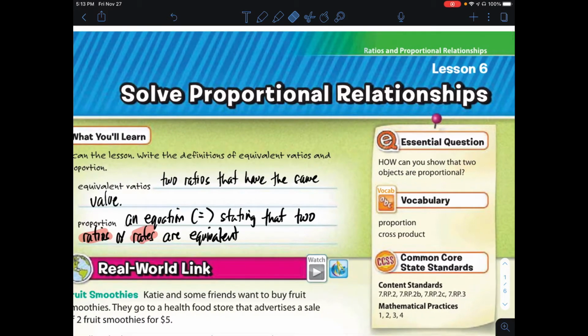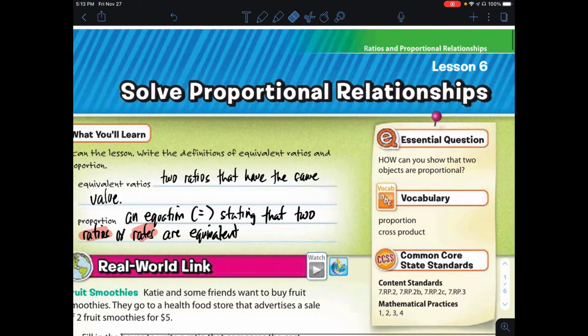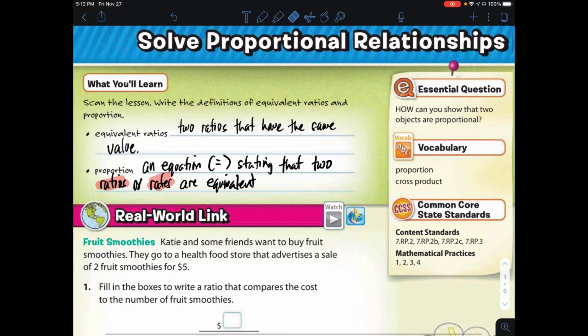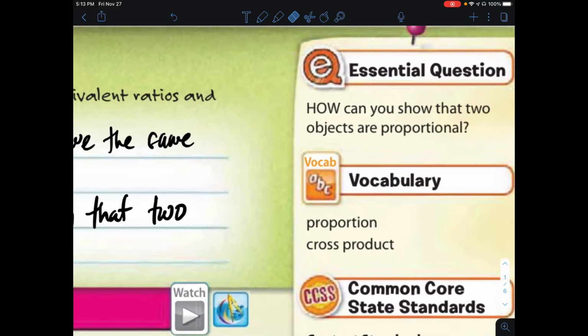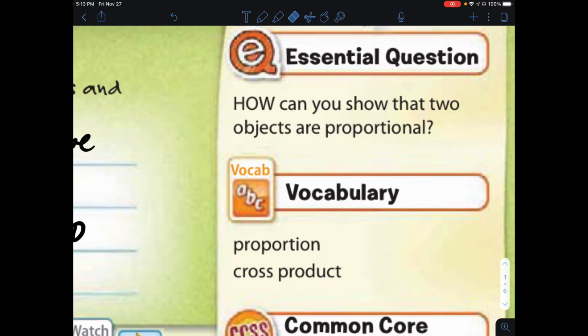This is lesson 1-6, solve proportional relationships. And in this lesson, we will be able to solve proportional relationships. Okay, so let's go back to our essential question. How can you show that two objects are proportional? This question we've been asking since lesson 1.